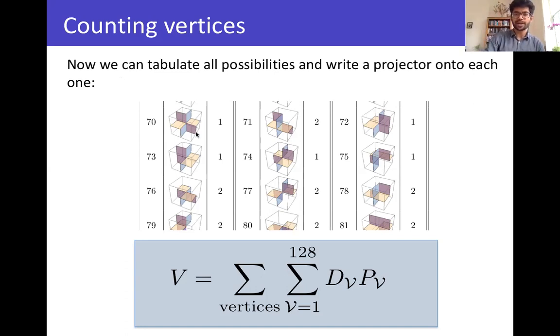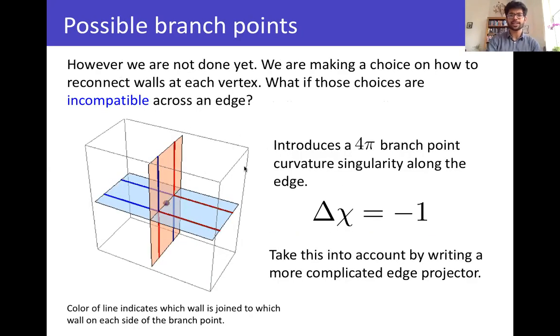So what do we do next? It turns out that we're actually not done yet, because we are making a choice on how to reconnect the walls at each vertex. And it is possible for those choices to be incompatible along an edge, okay? So in other words, I'm encouraging you to think about these choices as the splitting apart of domain walls at a vertex. So for example, here is a possible configuration which could happen.